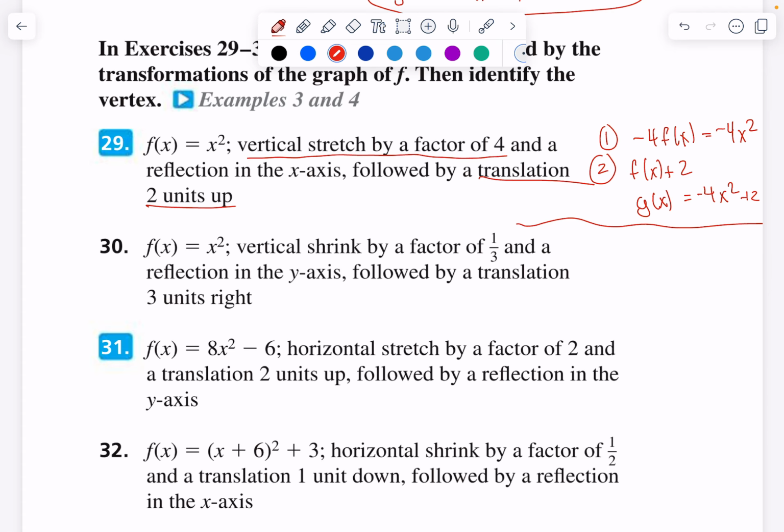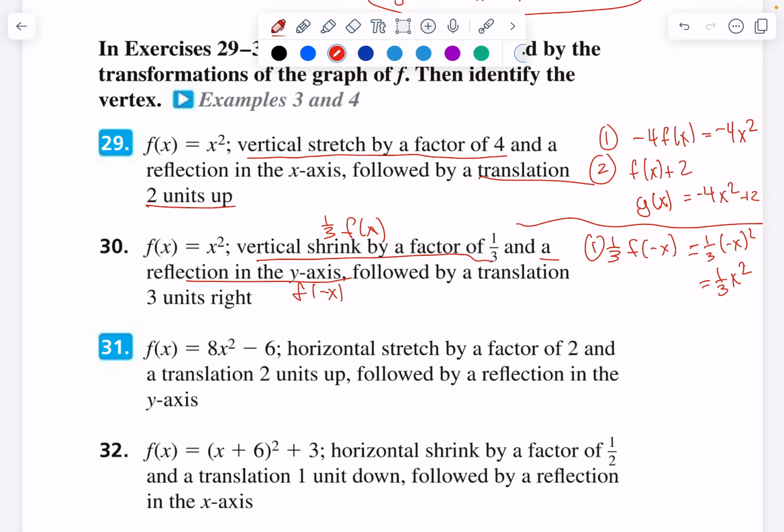All right. Then we have a vertical shrink by a factor of 1/3 and a reflection in the y-axis. So that is 1/3 f of x, and that is f of negative x. So step 1, 1/3 f of negative x. So that's just going to give us 1/3 negative x squared, which is just 1/3 x squared.